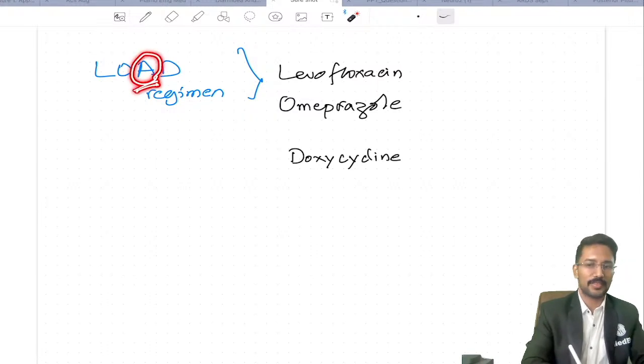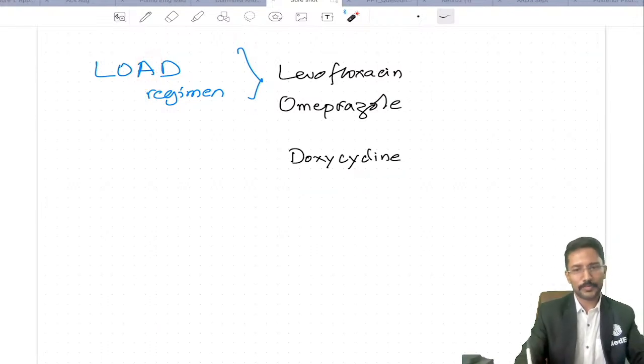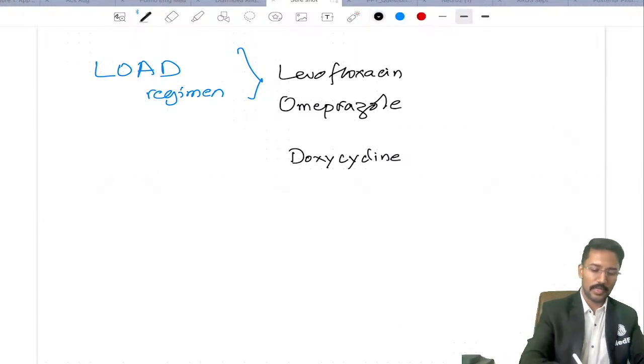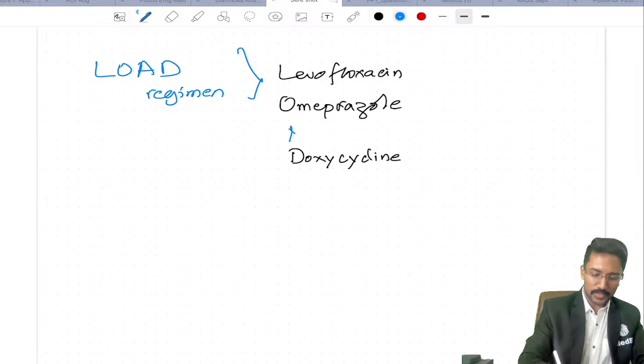A is not amoxicillin. Okay, all the people picked up D as wrong. Some of them thought it is domperidone or something like that. D is doxycycline. A is not amoxicillin. A is what? A is nitazoxanide. A is nitazoxanide.